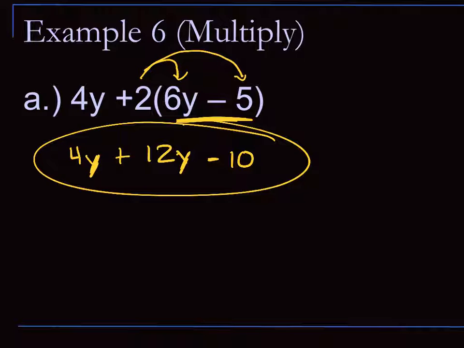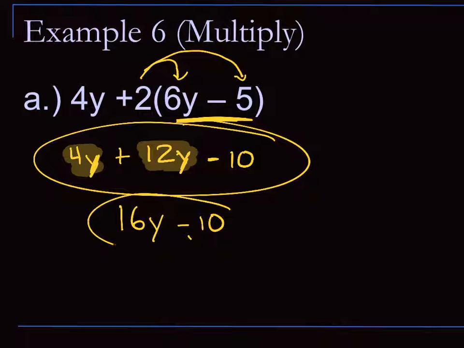Right, I just said if there are things that are alike, you could combine them. These two are alike. I have 4y's and I have 12y's. Well, I can put those together. If I have 4y's and 12y's and I put them together, what do I have? 16y minus 10. Now we're finished. So be careful because it's easy to lose little points for not finishing.